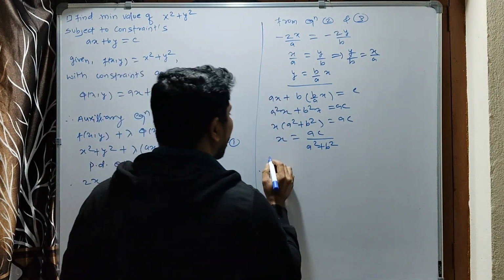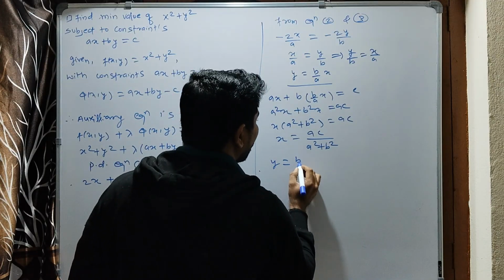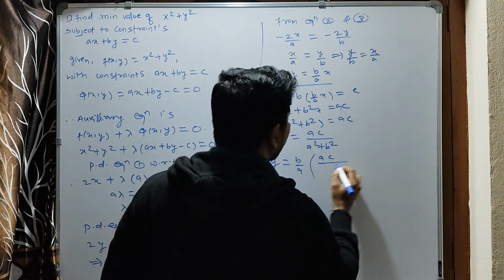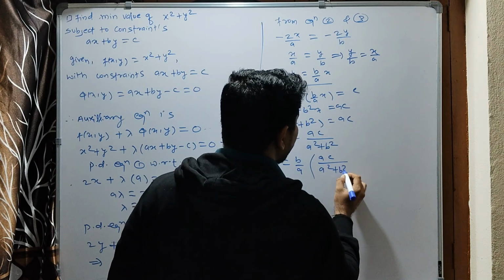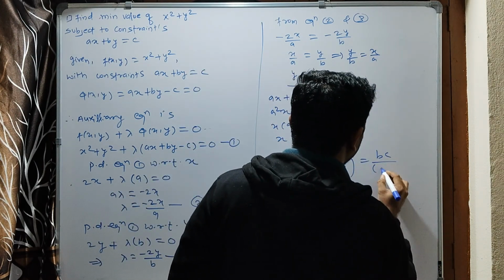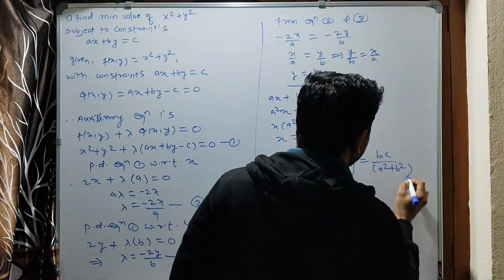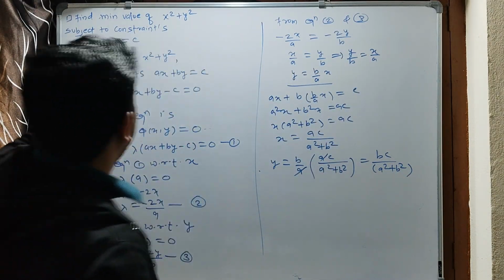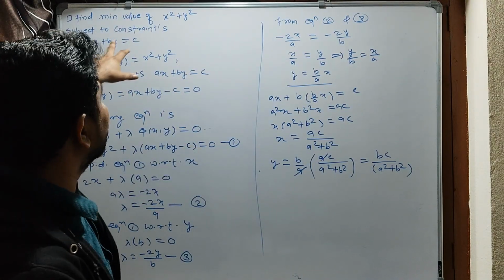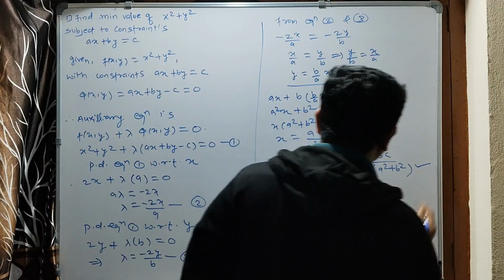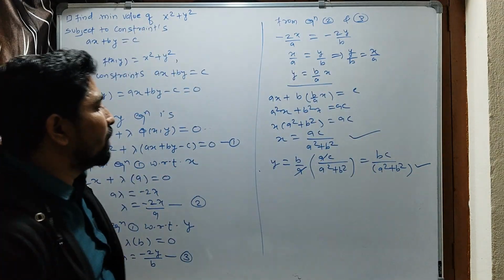Now just find the value of y. Therefore y equals b by a times x, which is ac by a square plus b square. The a gets cancelled, which is equal to bc by a square plus b square. So this is the value of x, the value for which your function has minima. This is my value of x and this is my value of y for which my function has minima.